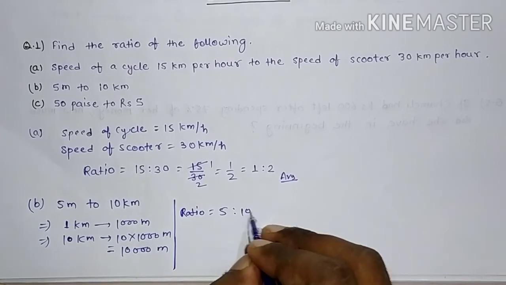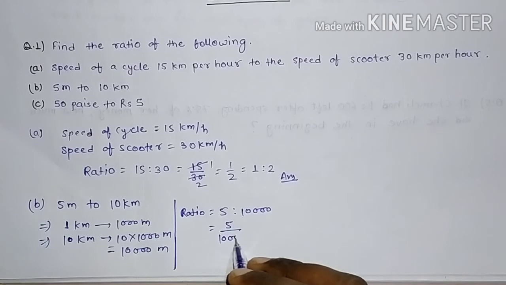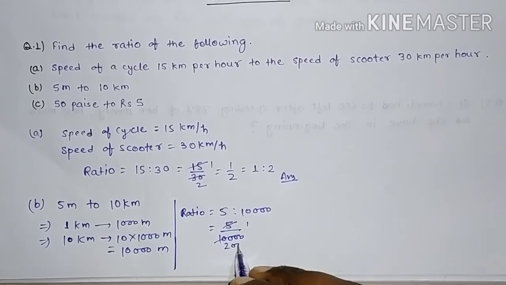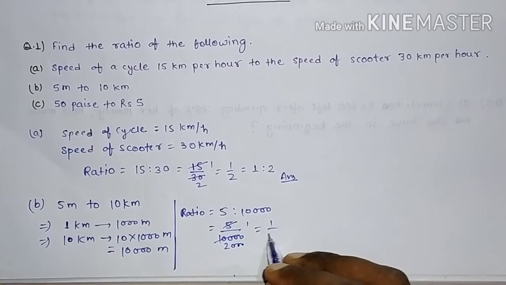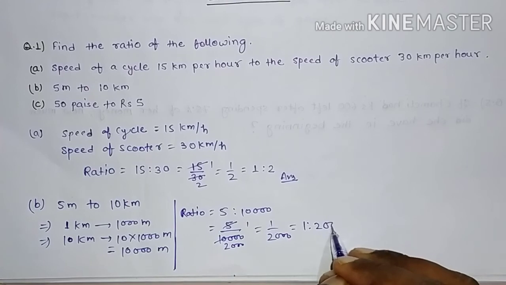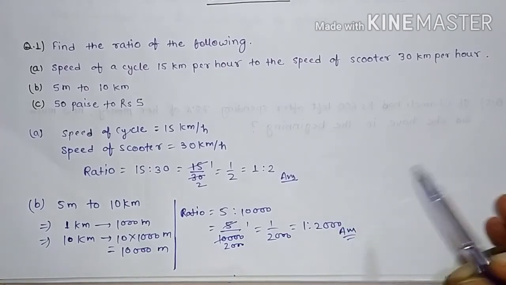So here we can write 10,000. We can simplify this, 5 divided by 10,000, and it will be cancelled out. 5 2s are 10, and this is 2,000. So 1 upon 2,000, which equals 1 is to 2,000. Now this is the answer, and it's very simple.